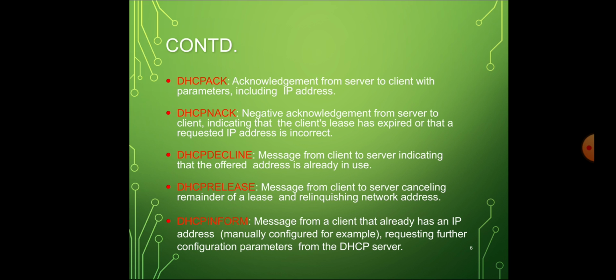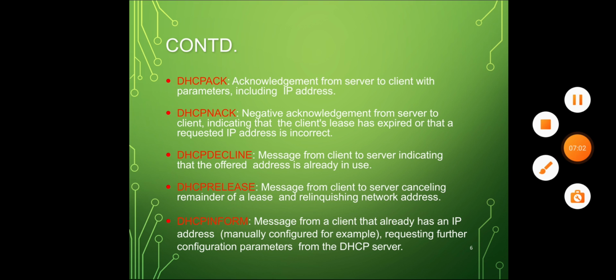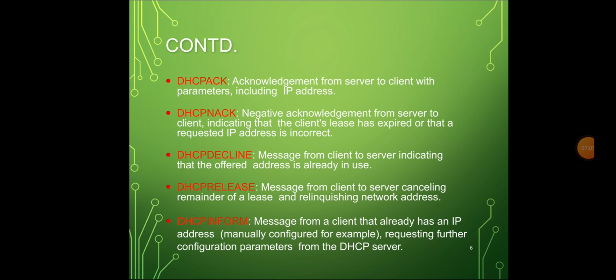Now DHCP release, this is nothing but the message from client to server cancelling the remainder of a lease and relinquishing the network address. Now DHCP inform, the message from a client that already has an IP address requesting further configuration parameters from the DHCP server. So what this message does is the client says that I already have the IP address, you can send another parameter.